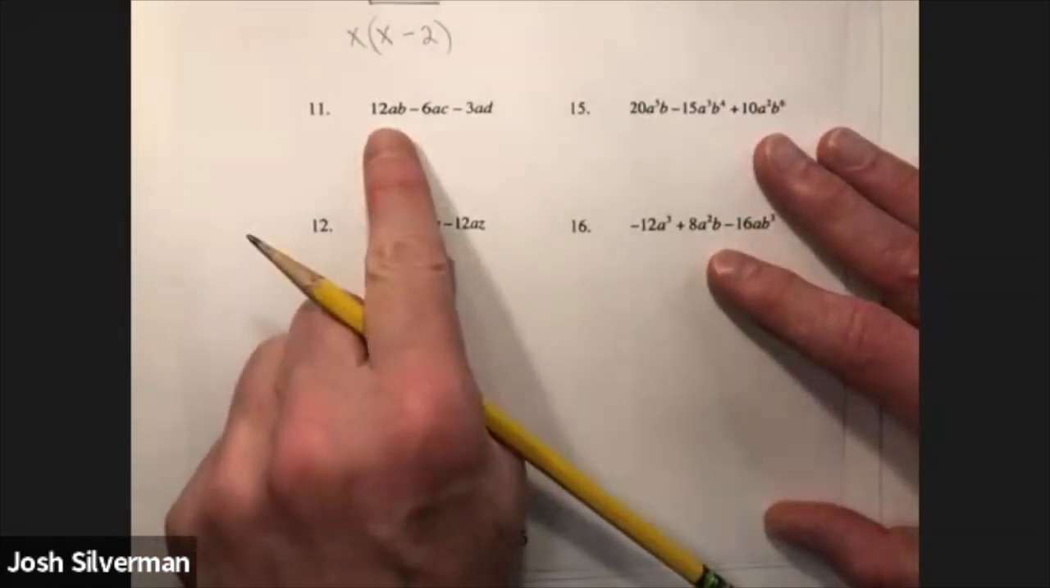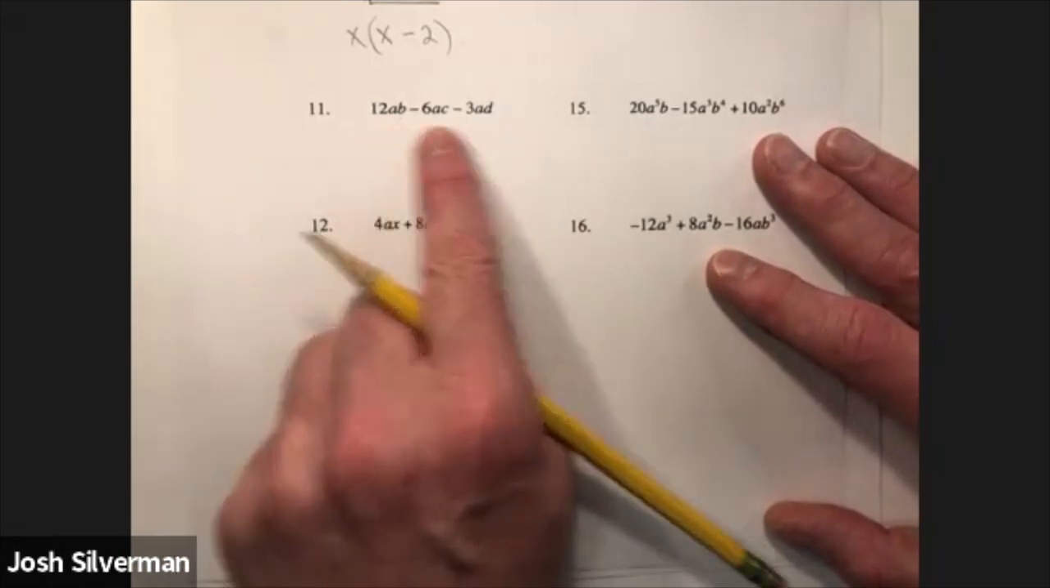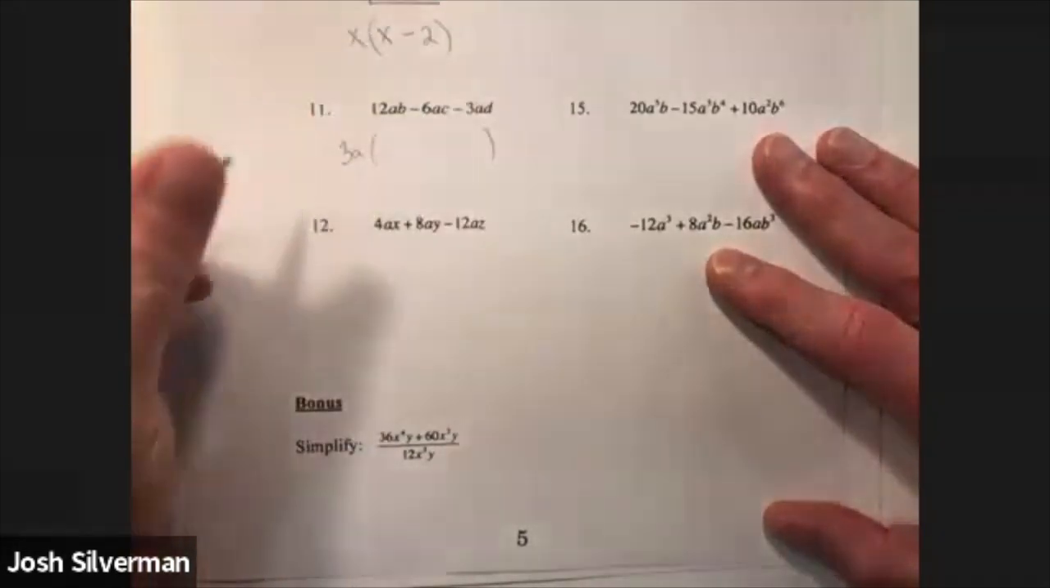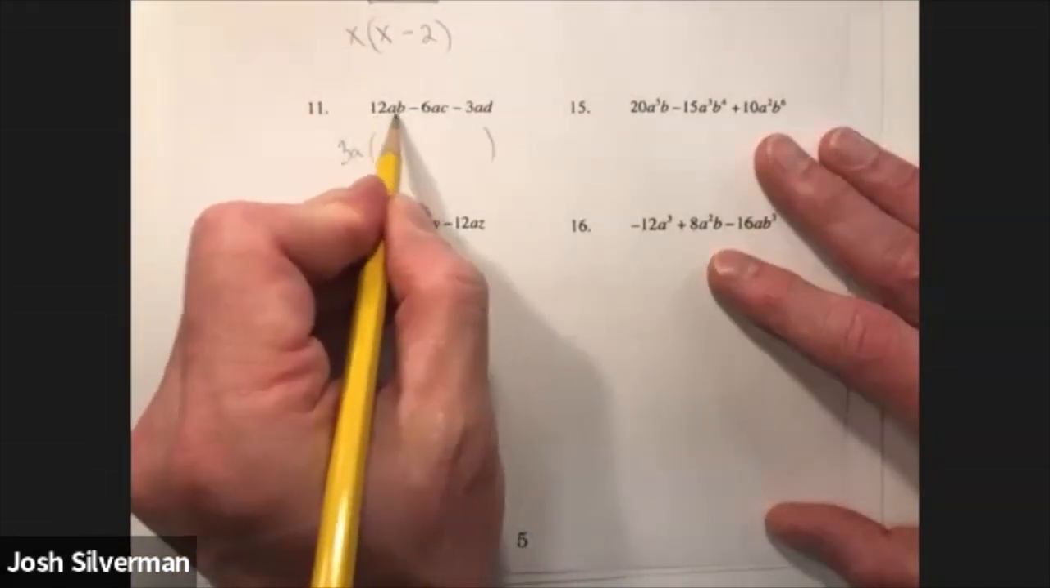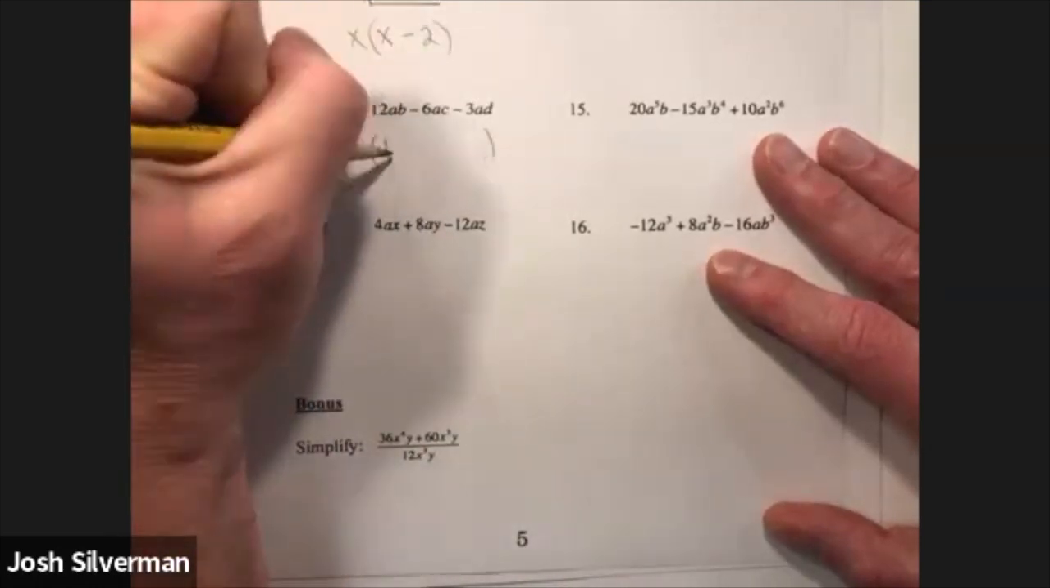What can we divide all of those by? A 3. What else can we divide all of those by? An a. 3a, that's what goes on the outside. What do we get if we divide this piece by 3a? What will be left behind is a 4 and a b.